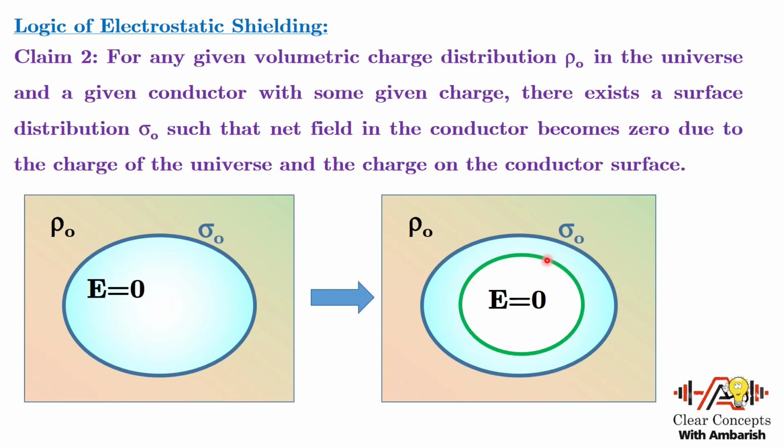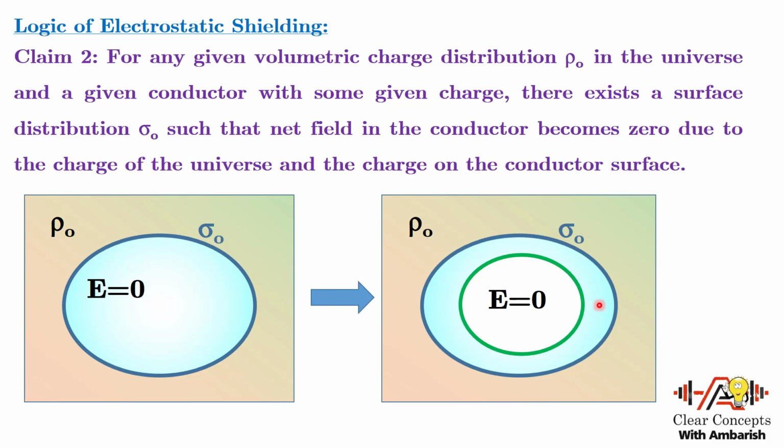Okay, so what did I prove? In claim 1 I proved that it is always possible to come up with some surface distribution in the cavity, corresponding to the charge enclosed by the cavity, such that the surface distribution and the cavity charge give 0 field in this region. And now I have proved that corresponding to some charge distribution in the universe, I can always come up with a surface distribution such that the universe charge density and the surface charge density give a 0 field over here.